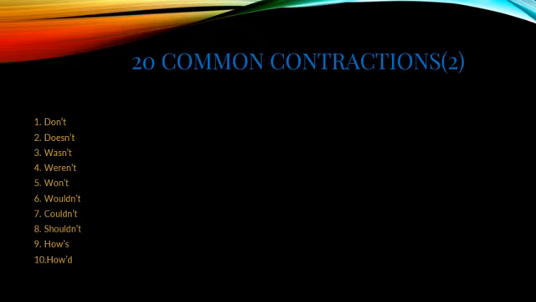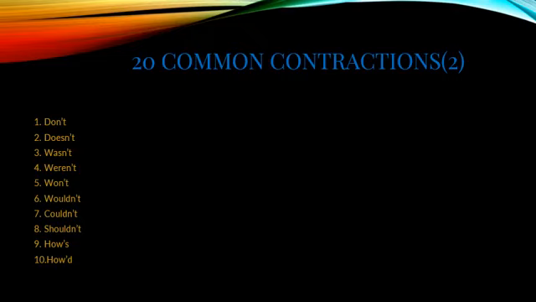And number 9 is an interesting one, how's, which is short for how is. And number 10 is how'd, which is short for how did. Okay. As a reminder, these standard contractions are commonly accepted and you may certainly use them in conversation and in some cases in writing as well.